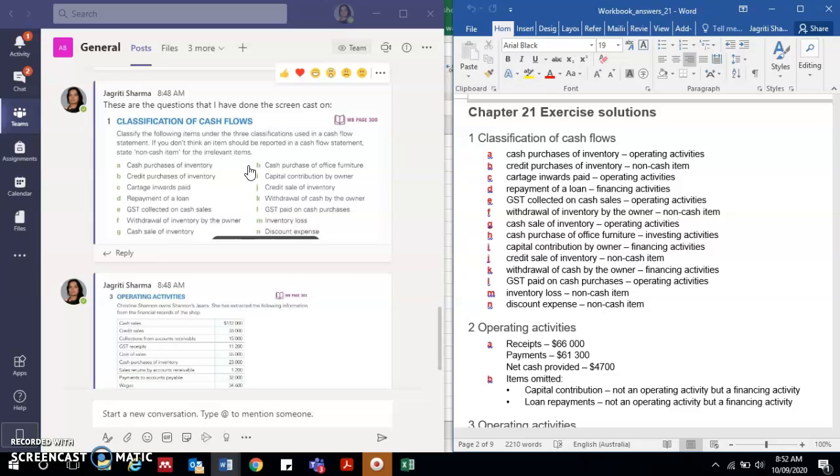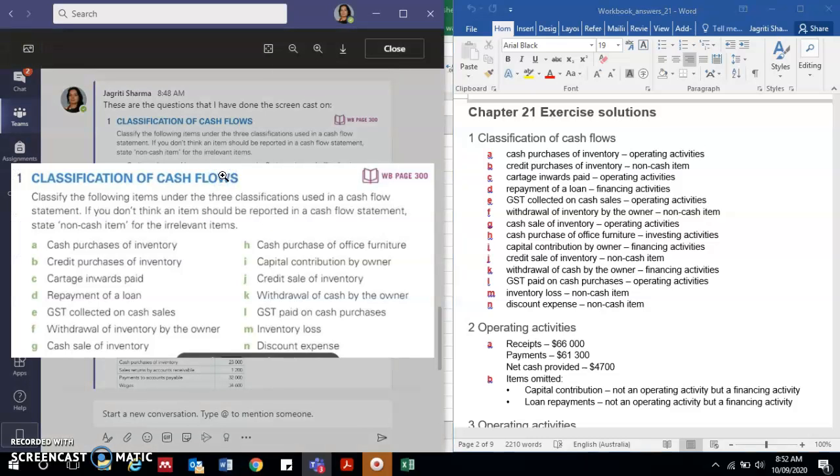Now, what you have to do in the first question is classify the following items under the three classifications used in cash flow statement. If you don't think an item should be reported in cash flow statement, state non-cash item for the irrelevant items. Okay, so I've got these items here. I need to classify them into the operating, investing or financing activities. If it doesn't fall under the category of cash flow statement, I'm just going to write that as non-cash item.